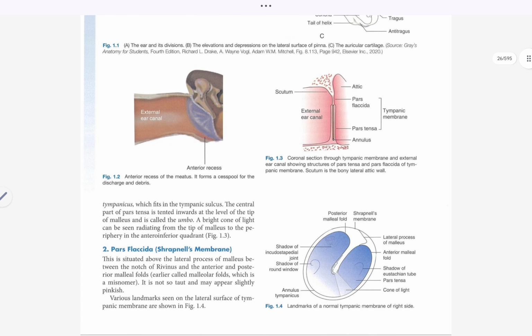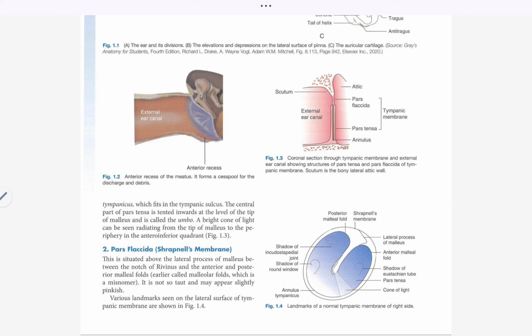annulus tympanicum, which fits in the tympanic sulcus. The central part of the pars tensa is tented inwards at the level of the tip of the malleus and is called the umbo. A bright cone of light can be seen radiating from the tip of the malleus to the periphery in the anterior inferior quadrant.